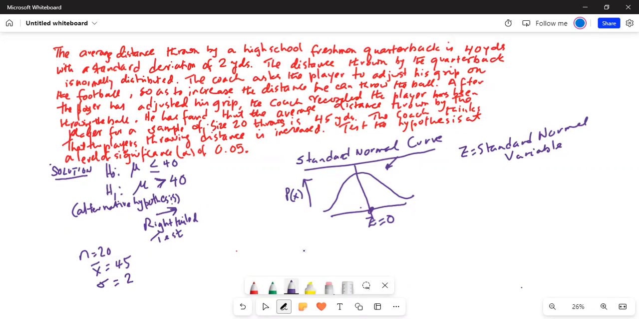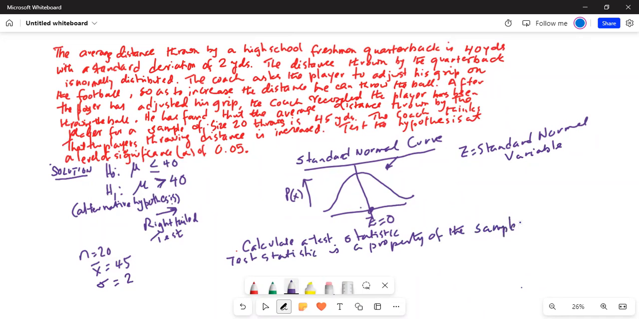Okay. So now we will calculate a test statistic. What is a test statistic? Test statistic is a property of the sample that we have collected.